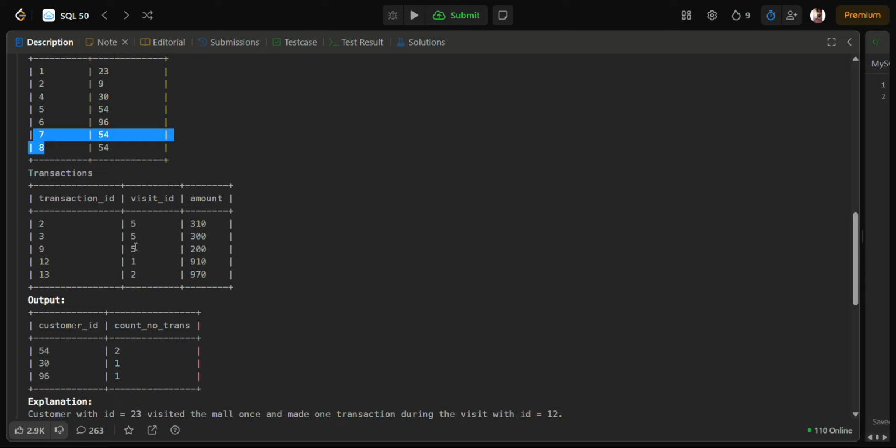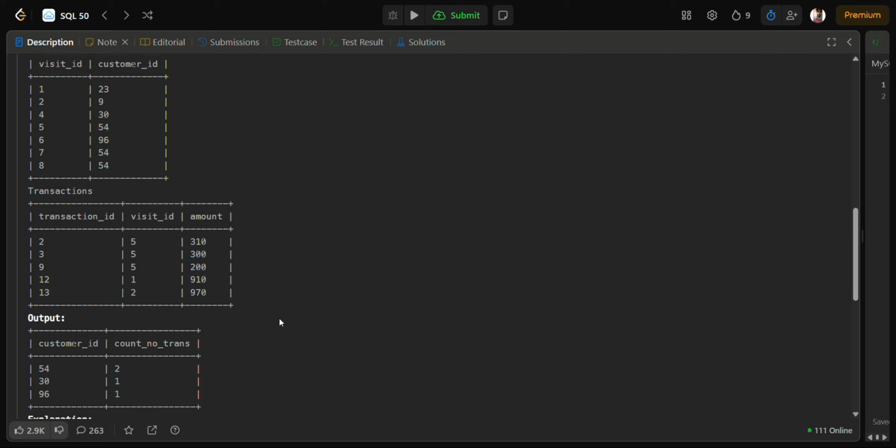Now, we count the number of visits without transactions for each customer. Customer 30 had 1 visit without purchases. Customer 96 also had 1 visit without purchases. Customer 54 had 2 visits without purchases. Thus, the final result should report Customer 54, count 2 no transaction visits. Customer 30, count 1 no transaction visit. Customer 96, count 1 no transaction visit.